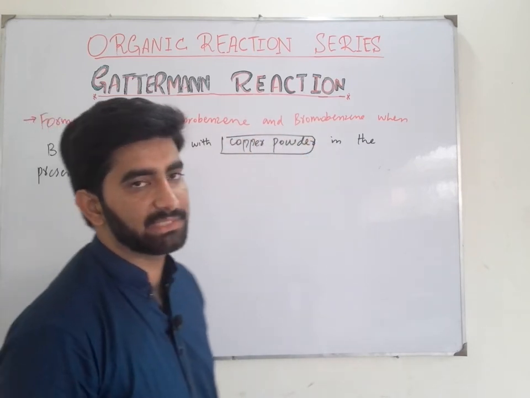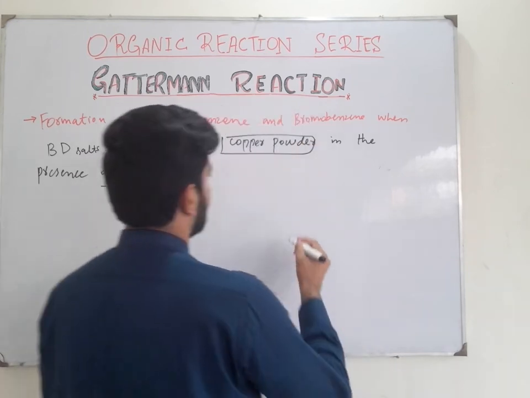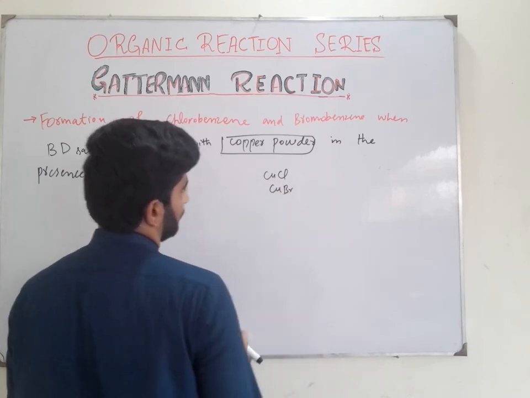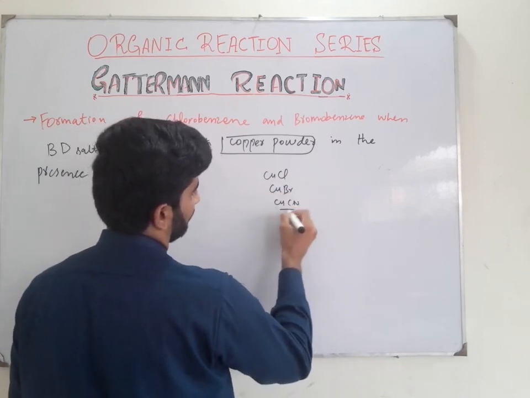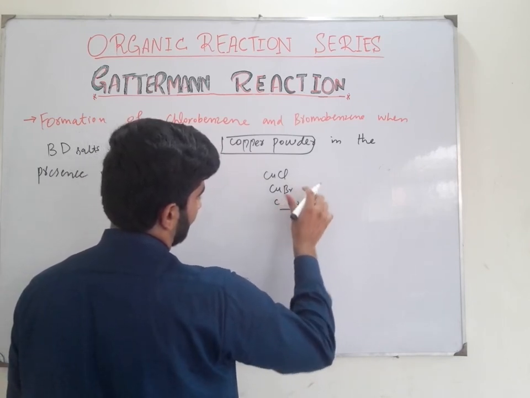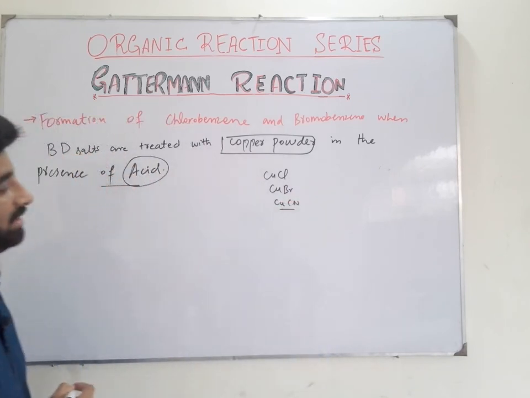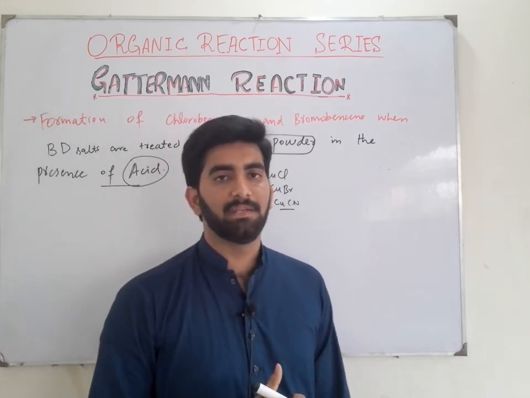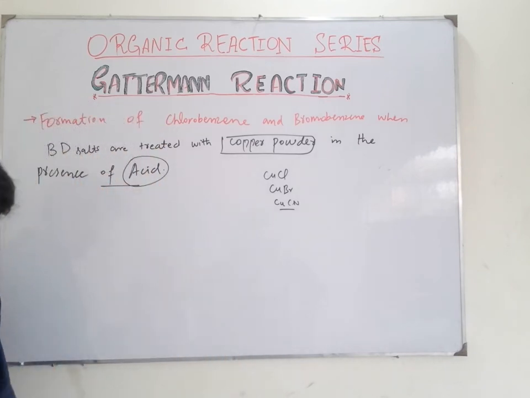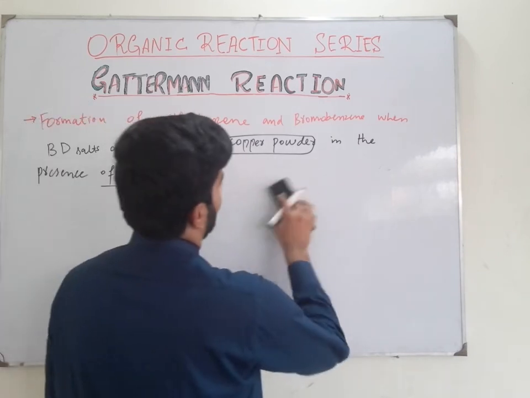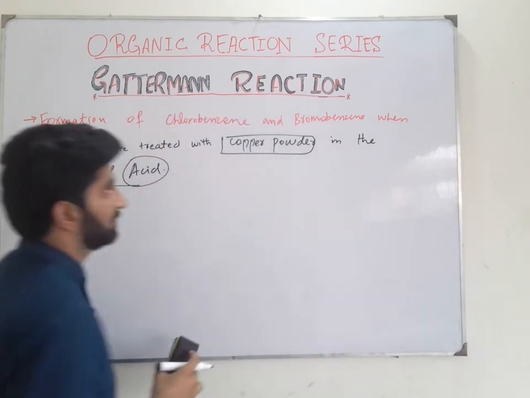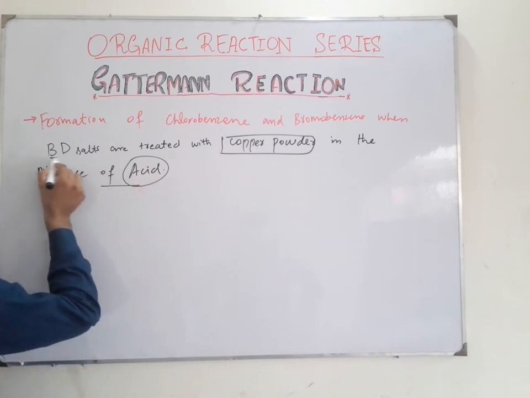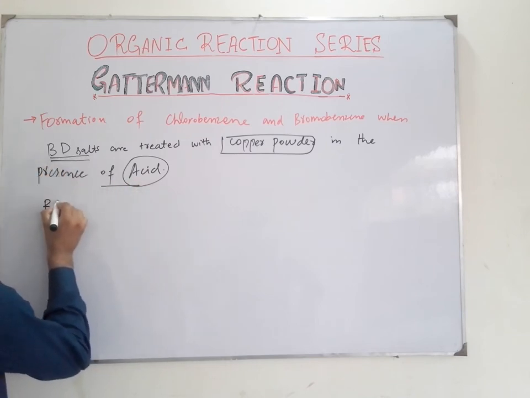In the Sandmeyer reaction, we discussed that we use cuprous salts, like cuprous chloride, cuprous bromide, and cuprous cyanide for the formation of cyanobenzene. In the Gattermann reaction of diazonium salt, we use copper powder. This is the main difference between the Gattermann reaction and the Sandmeyer reaction. The yield of the products, chlorobenzene and bromobenzene, is less in the Gattermann reaction as compared to the Sandmeyer reaction. So firstly we discuss the synthesis of benzene diazonium salt.